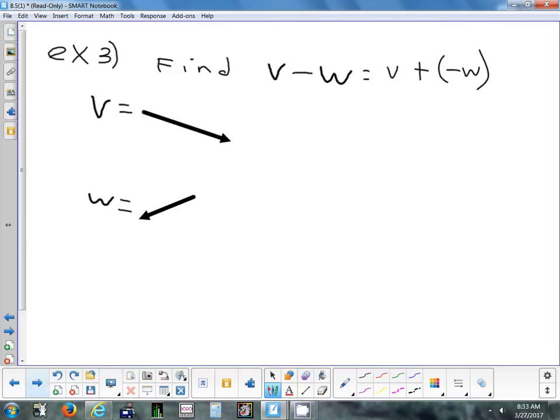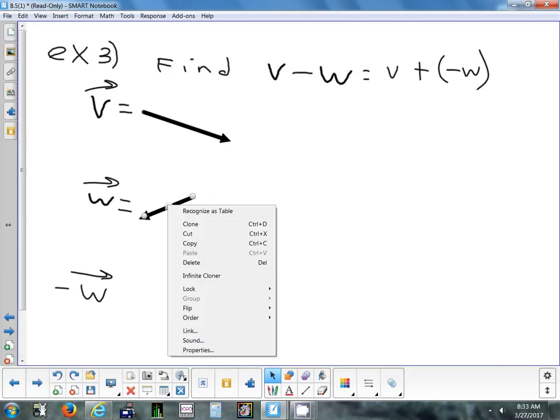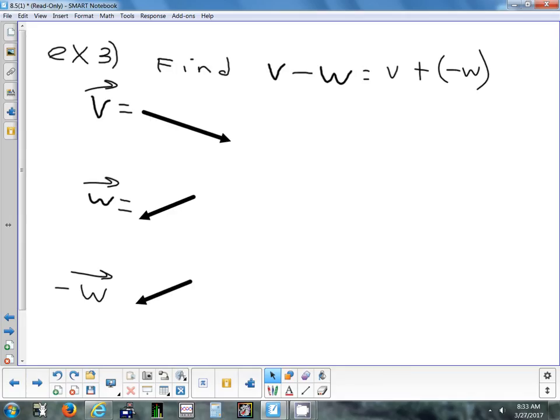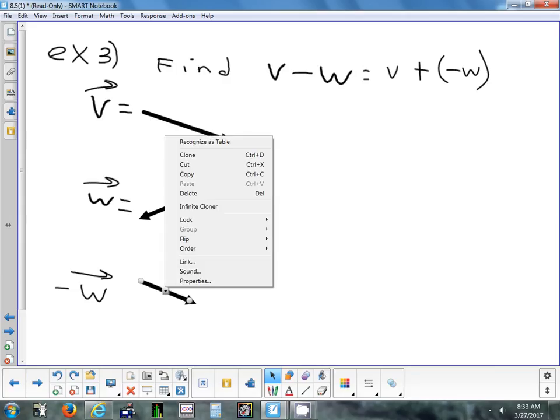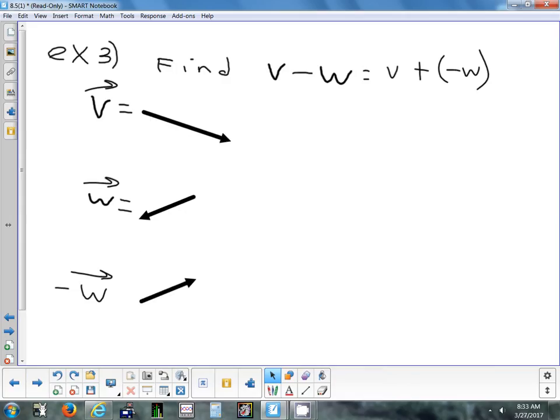Okay, so if I want to add those up, the first thing that I need is negative w. If you're sketching it by hand, all you'd have to do is draw the same length arrow, just point the other way. If you have a computer you're sketching it on, you just need to rotate it 180. Or I don't have that option, so I can just flip horizontally and then flip it vertically, and it will reverse the direction. And it keeps the magnitude exactly the same.